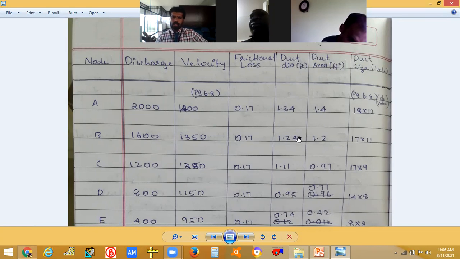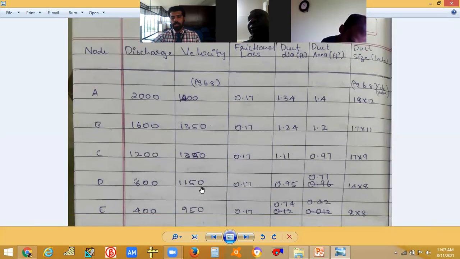Now you are reversing it. Simple maths. And the same way you find it for node B, node C, node D, and node E. The same method. Explore this thing. Last we can find the duct size. Every other you can find it out. Just write the value that you got.